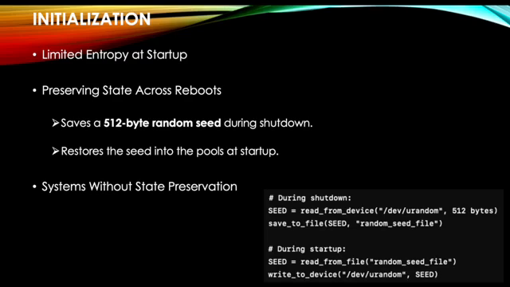To avoid predictability, Linux saves a 512 byte random seed from /dev/urandom at shutdown, which is restored at startup, ensuring the LRNG state isn't reset to a predictable value. Some Linux distributions, like OpenWRT, don't save this seed, making their random number generation much weaker and easier to predict after reboot.